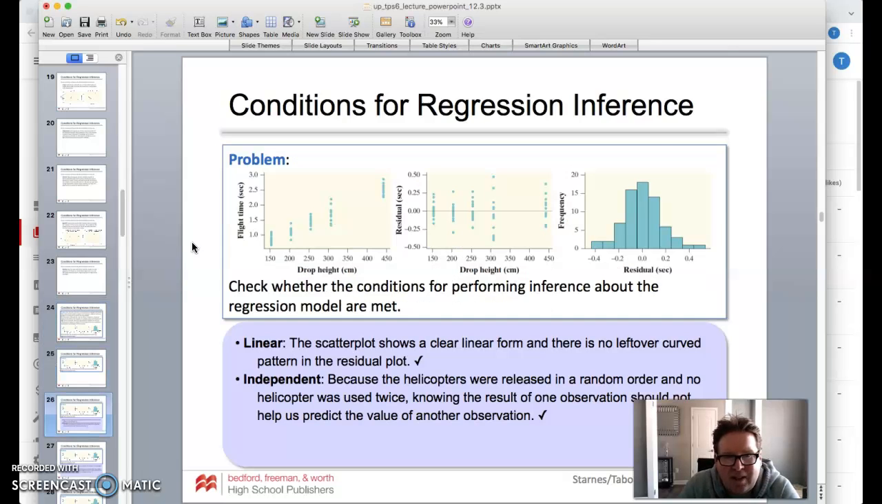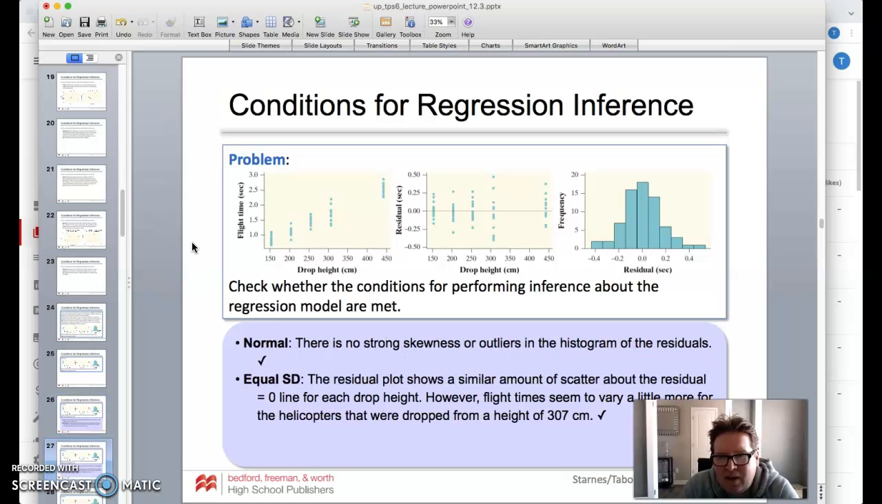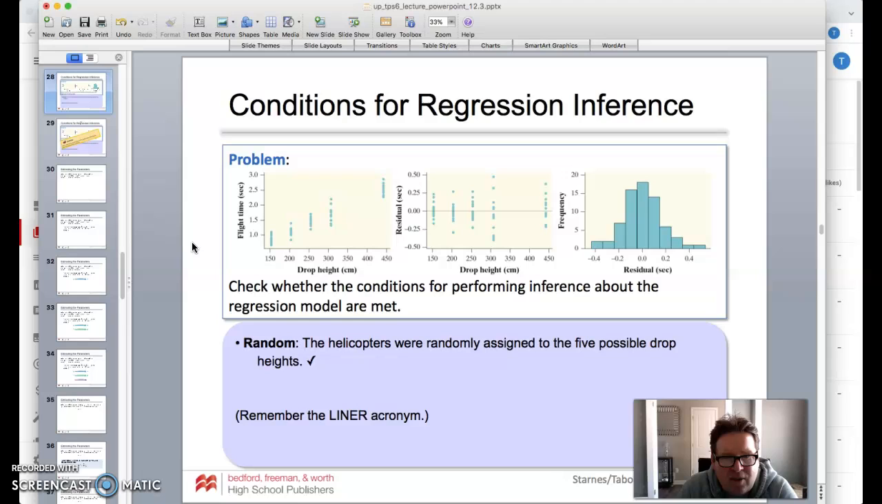For the first one, is it linear? Yes, the scatter plot shows a linear pattern, and there are no leftover curves in the residual plot. It looks like they were released in a random order, so no helicopter was used twice. The results of one shouldn't affect another, so I think that's independent. Looking at normal, looking at that histogram, I would definitely say it looks normal with no strong skewness or outliers. Equal standard deviations: it looks that way as far as the scatter about the residual. It seems to vary a little more at the 307, but everything else looks pretty good in that regard. And then, of course, random. Yes, the helicopters were randomly assigned to the 5 possible drop heights.